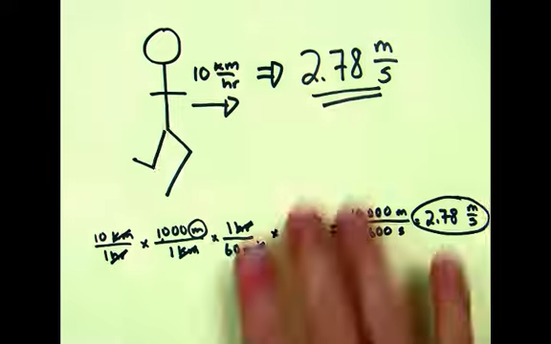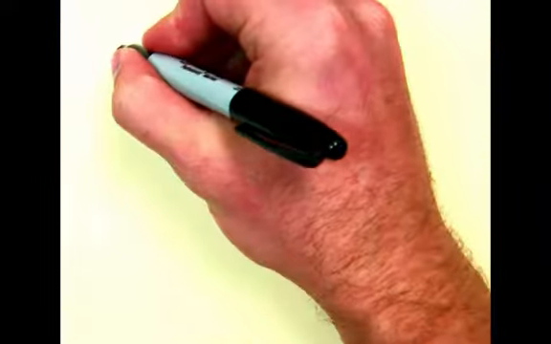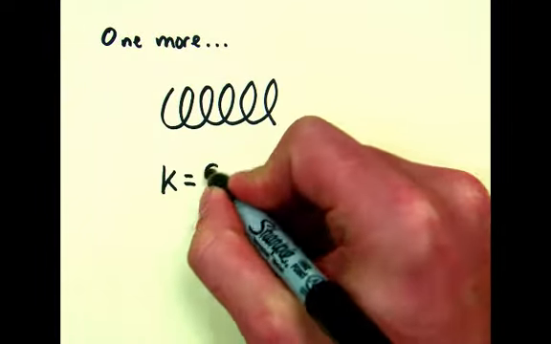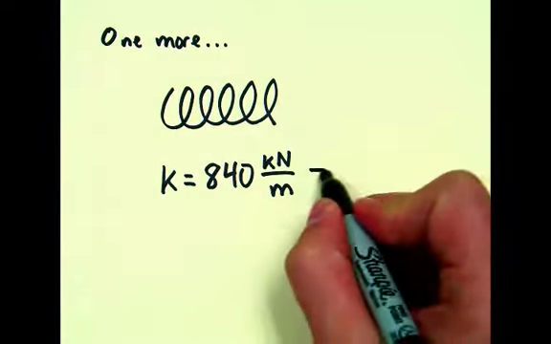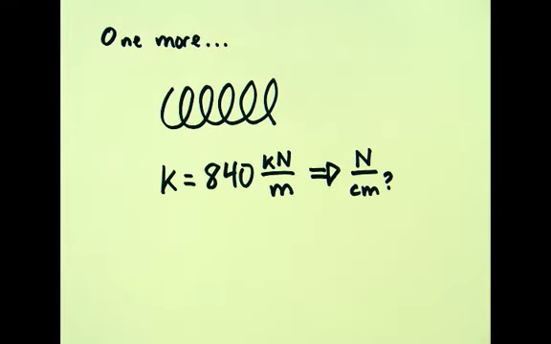Let's try one more. Let's say that a particularly strong spring has a constant of 840 kilonewtons per meter, and you want to know that same constant in newtons per centimeter, which would mean how much force the spring exerts for every centimeter it's stretched.